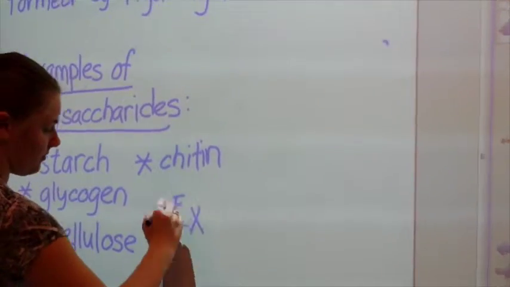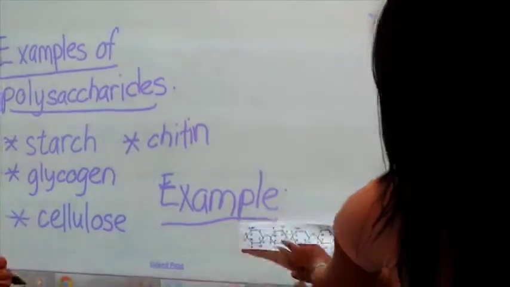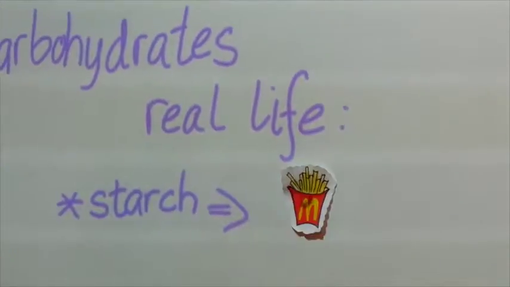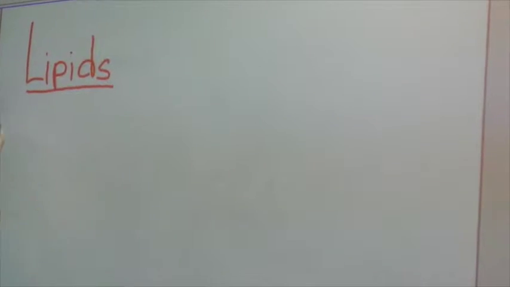Chitin is used as a structural molecule in fungi. An example of a carbohydrate is starch. The second organic molecule is lipids.